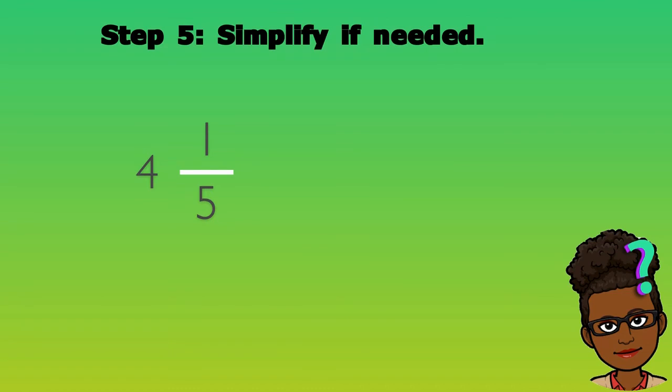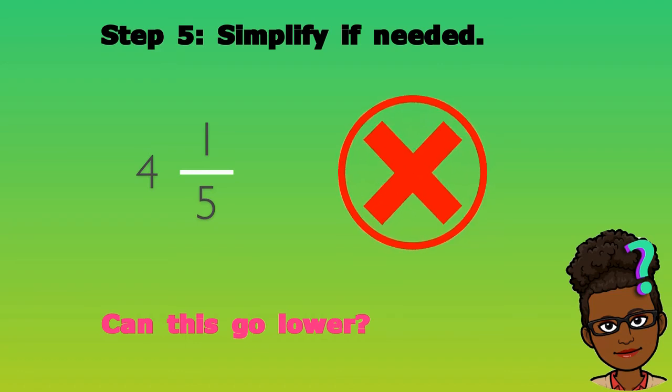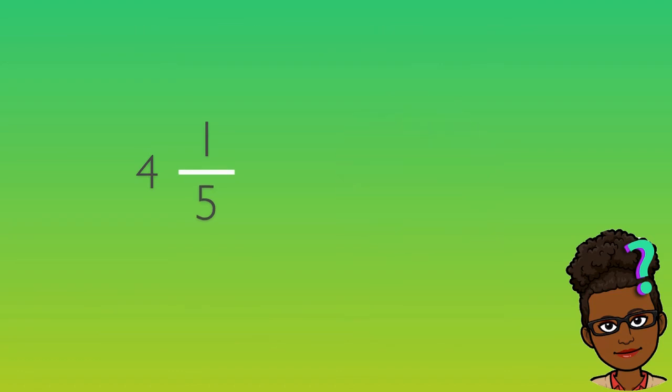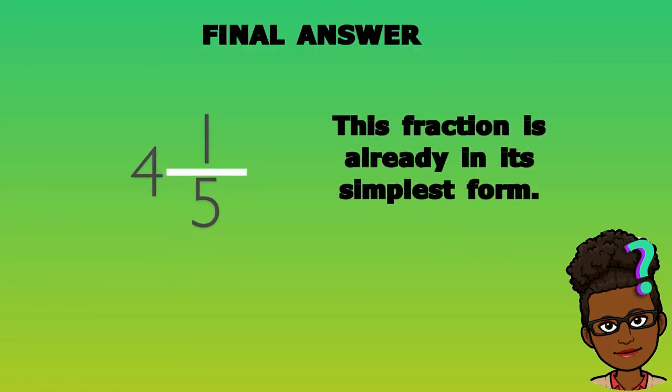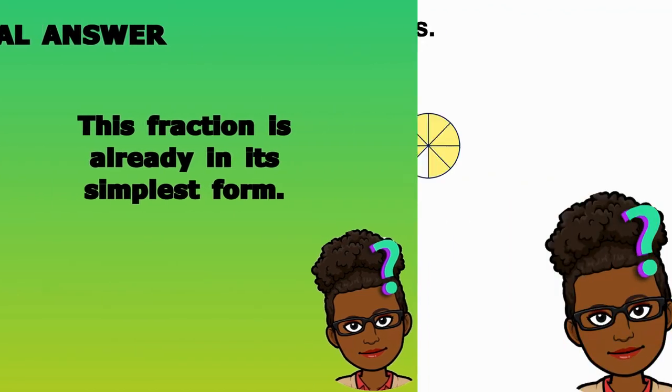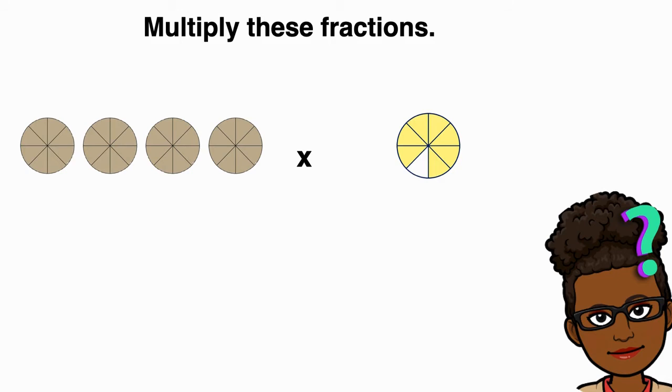Step 5 says that we now simplify if needed. Remember, when we simplify, we ask ourselves, can this go lower? Can it be reduced? When we look at this fraction, we know that that cannot be reduced. Why? Because that is our final answer. This fraction is already in its simplest form.